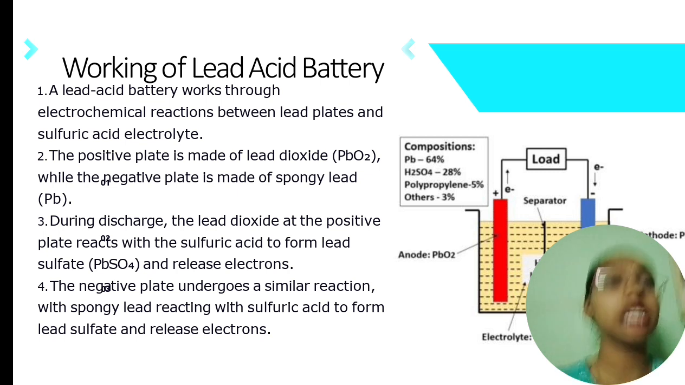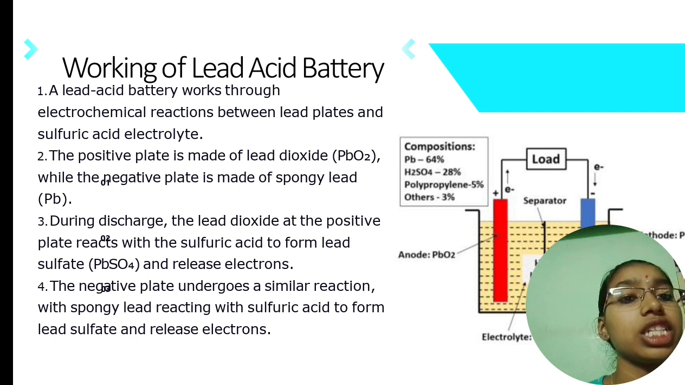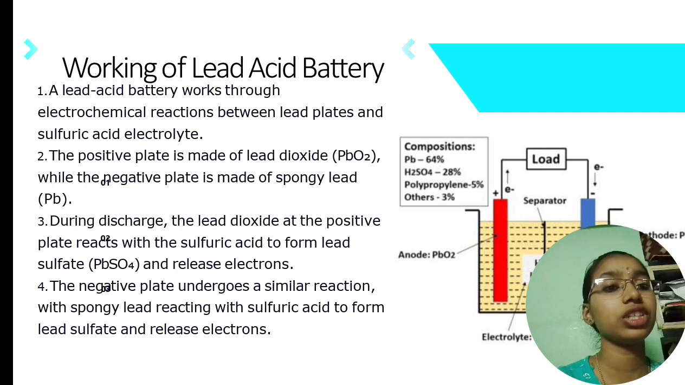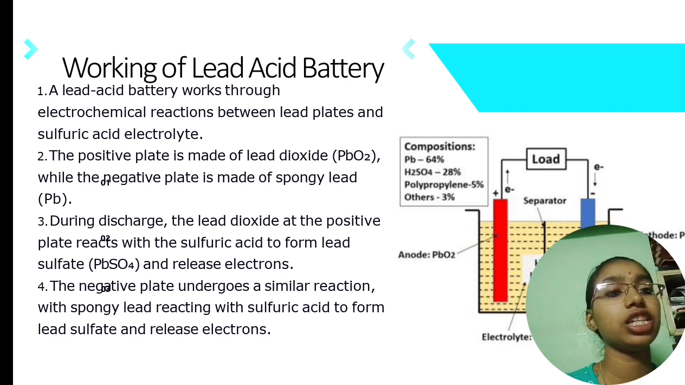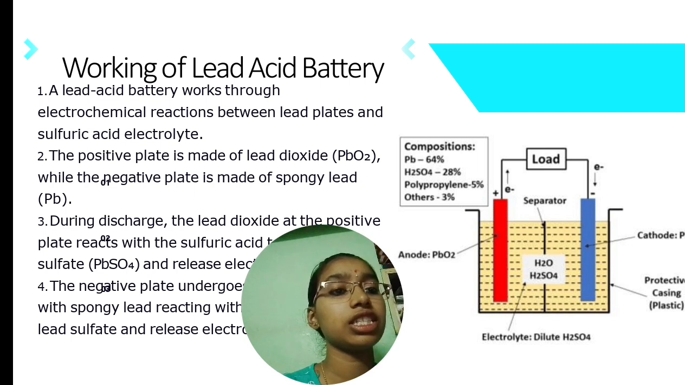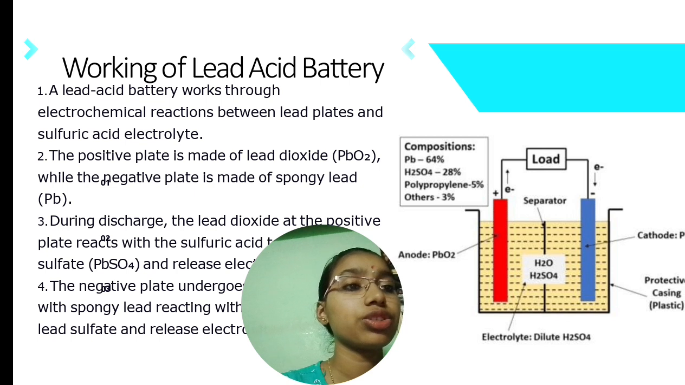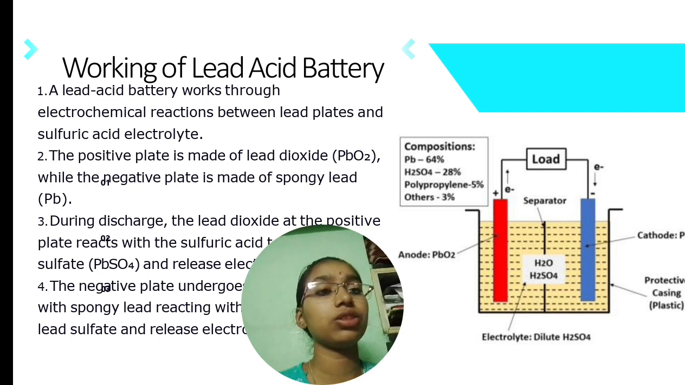During discharge, the lead dioxide at the positive plates reacts with the sulfuric acid to form lead sulfate and release electrons. The negative plate undergoes a similar reaction, with spongy lead reacting with sulfuric acid to form lead sulfate and releasing electrons. This is the diagram of the working of a lead acid battery. Here the anode is lead and the cathode is lead oxide, and the electrolyte is dilute H2SO4. Moving on to the next slide.